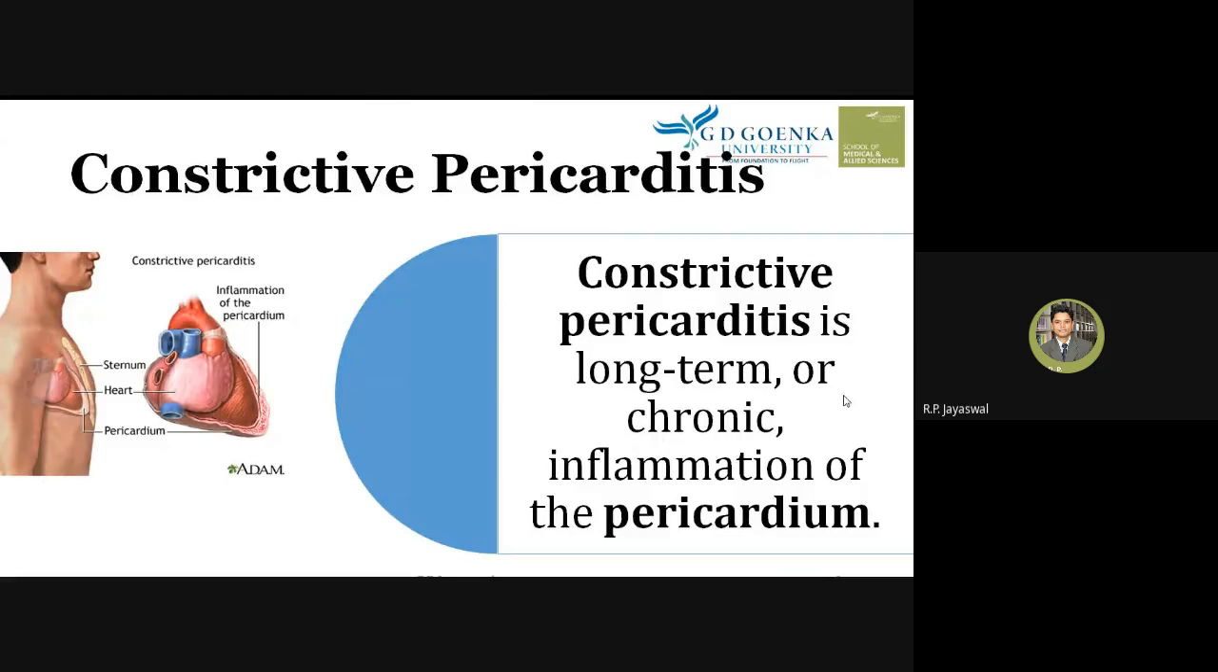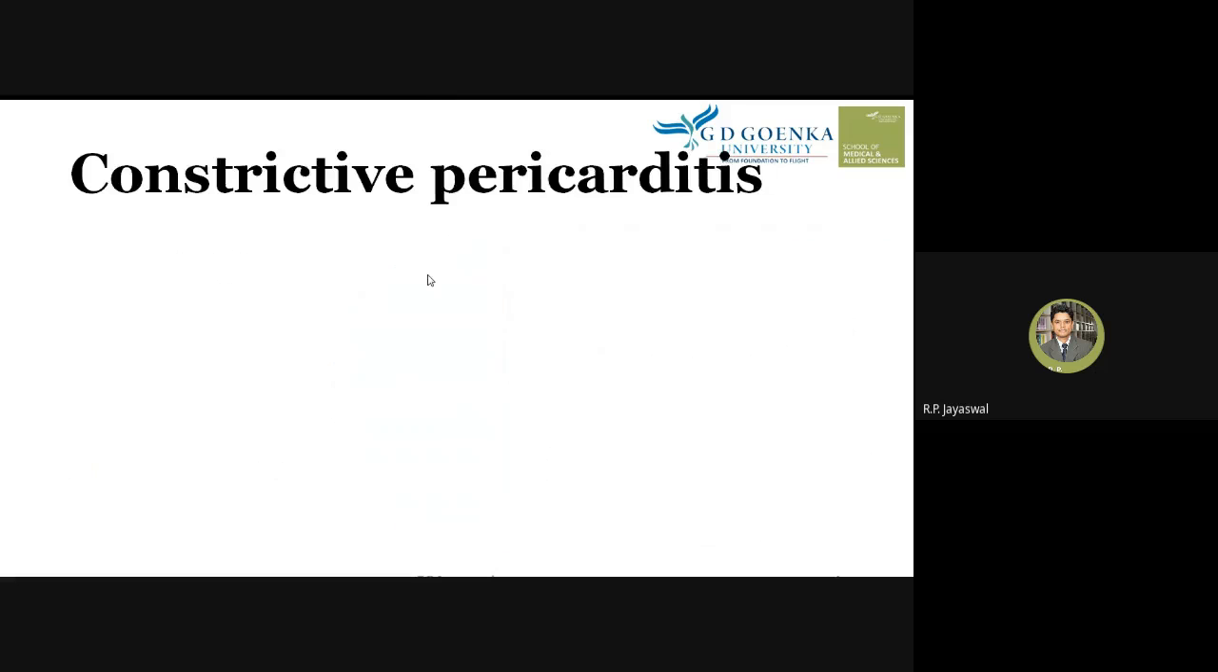Constrictive pericarditis is a long-term, or chronic, inflammation of the pericardium. There is inflammation of the pericardium for the long term, and we can see in the image that the inflammation of the pericardium takes place. If the process continues for a longer time, it will progress into the development of constrictive pericarditis.